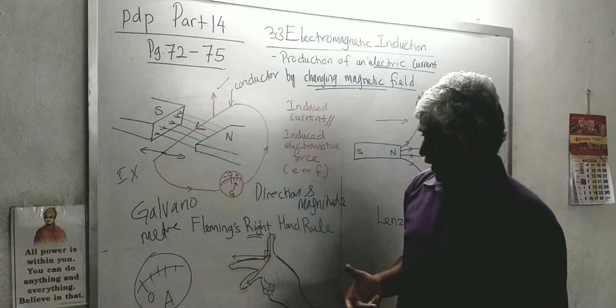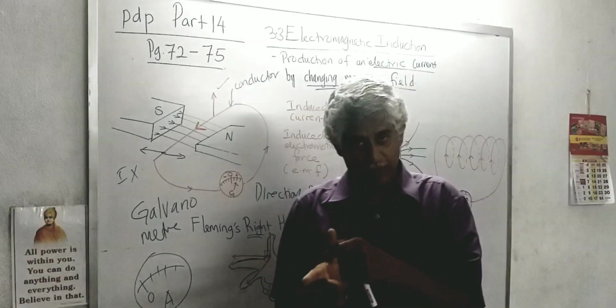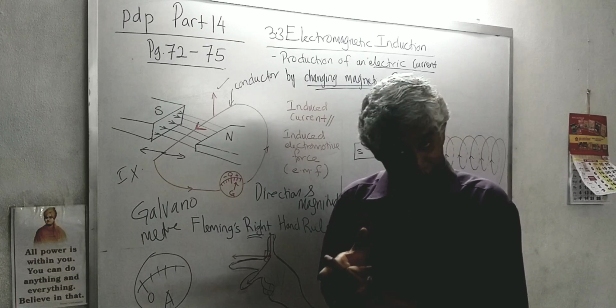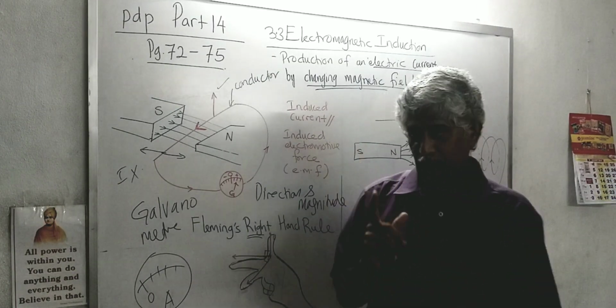So this is how you use Fleming's right hand rule. You know the direction of motion of the conductor, you know the direction of the magnetic field, so you can determine the direction of current. So that's what you have to know.